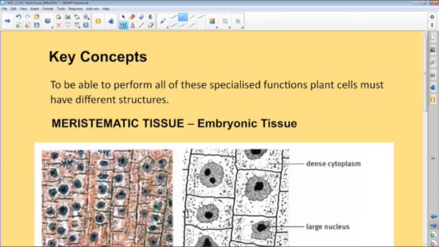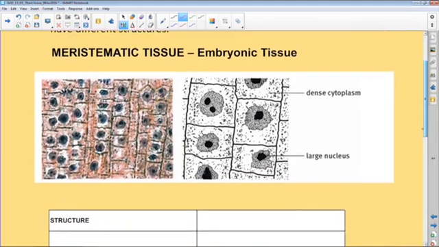They must have a different structure. Now, the first tissue that I'm going to look at with you today is the basic one that we heard about last week, this one called meristematic tissue. Now, guys, it is essential. You need to be able to link a picture, all right? It's very important that you have a picture in your head of the tissue.